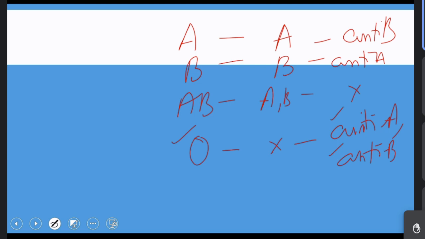So there occurs a question in your mind. Why does the A group individual have A antigen? Why not anti-A? What actually happens is, in our blood there are certain genes. These genes are called IR genes, immune responsive genes.